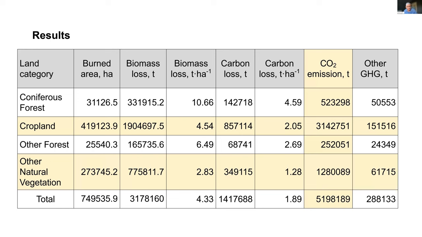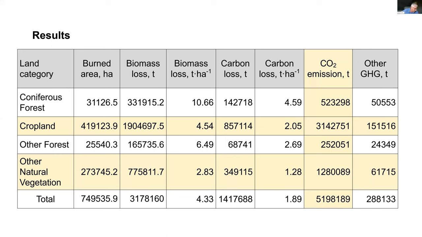This is actually results. I must say that 2022 was a very safe year. A lot of precipitation, no extreme fire weather events. Usually the area of agriculture burning in Ukraine can reach 3-4 million hectares, like in 2017, 2018.